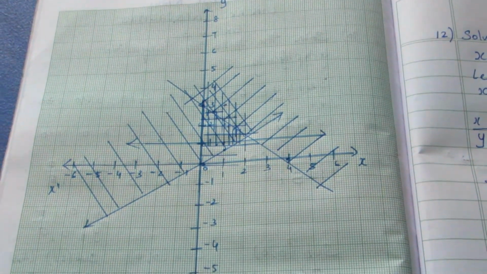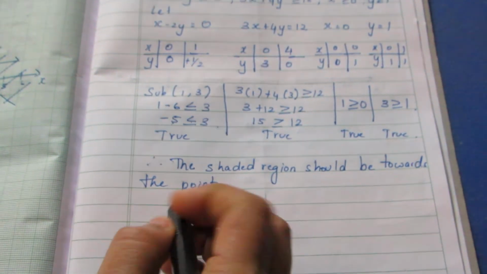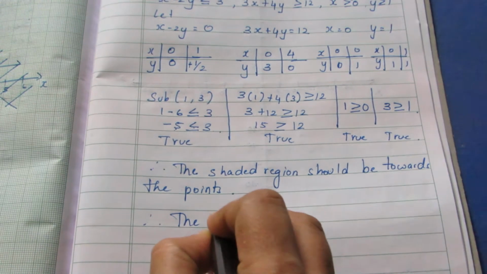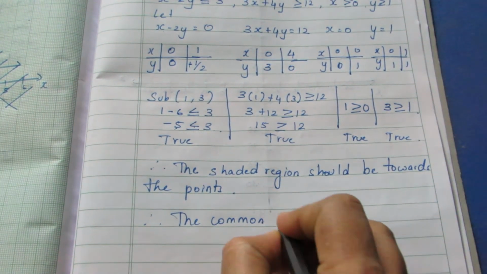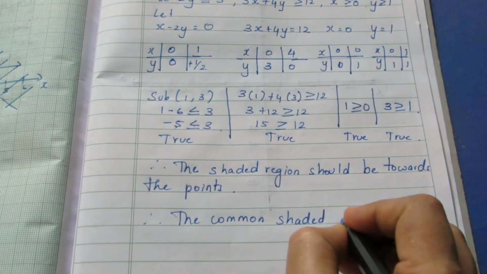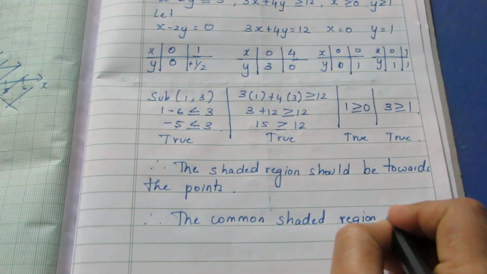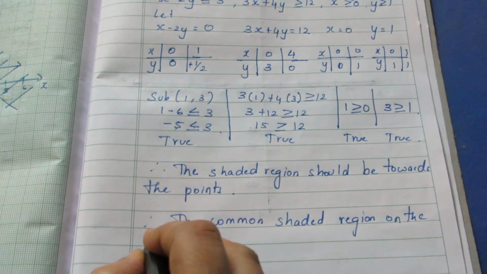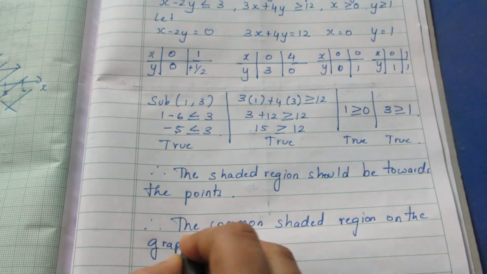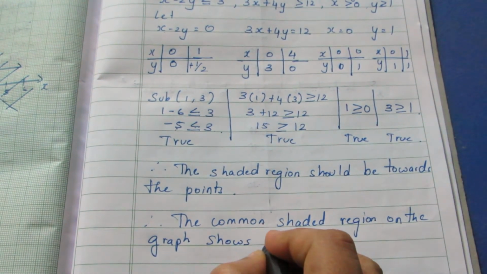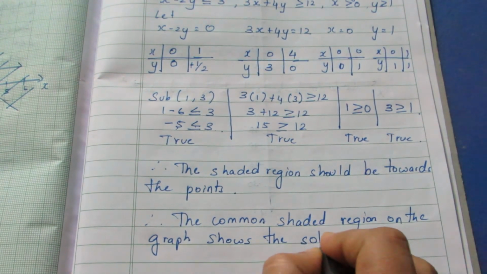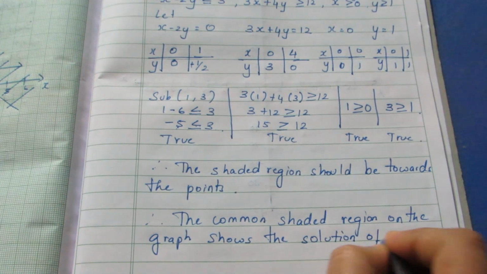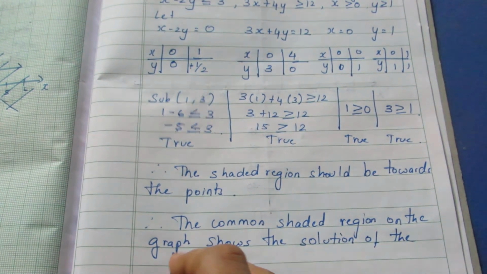This is the common region showing the solution for the inequalities. So write on the graph that the common shaded region on the graph shows the solution of the inequalities.